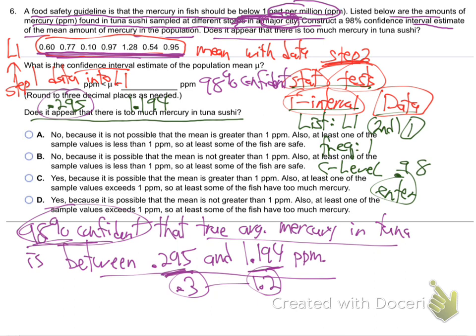Uh-oh. So what does that mean? C. Does it appear that there's too much mercury? Yes, because it is possible that the mean is greater than 1, right? It's somewhere between 0.3 and 1.2. It could be more than 1. Also, at least one of the sample values exceeds 1, right? This one exceeded 1. So at least some of the fish have too much mercury.